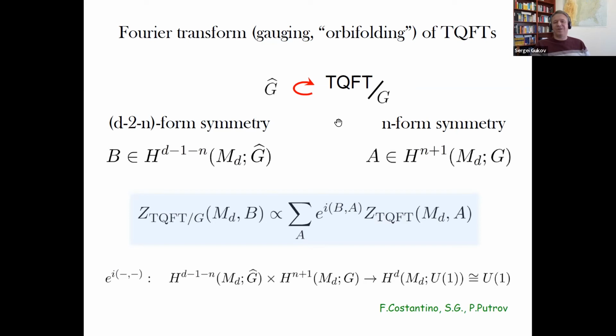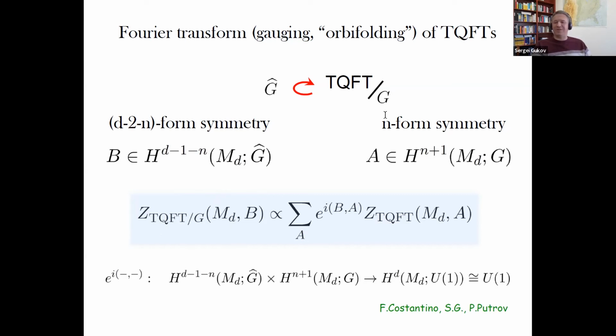So you get a new one, and the claim is that this new TQFT will also have a symmetry, which will be precisely the Pontryagin dual of G, and it will sit in some other degree such that its decoration will require choosing an element of degree d minus 1 minus n. So that's a theorem. And at the level of invariants for closed manifolds, this operation, or constructing the invariant of the TQFT modded out by G, is simply a Fourier transform with respect to G.